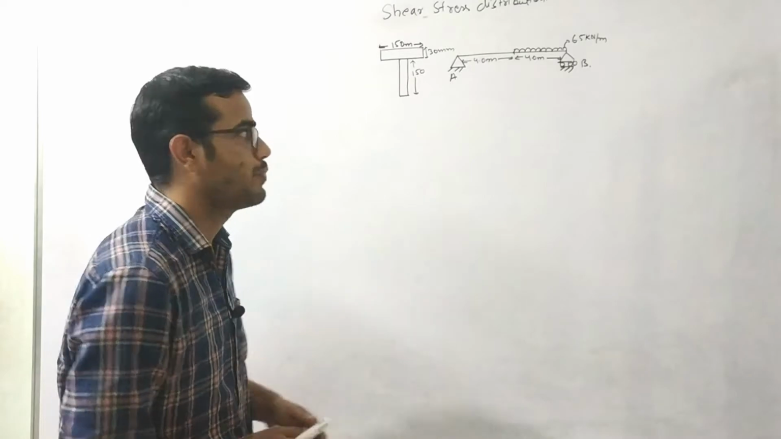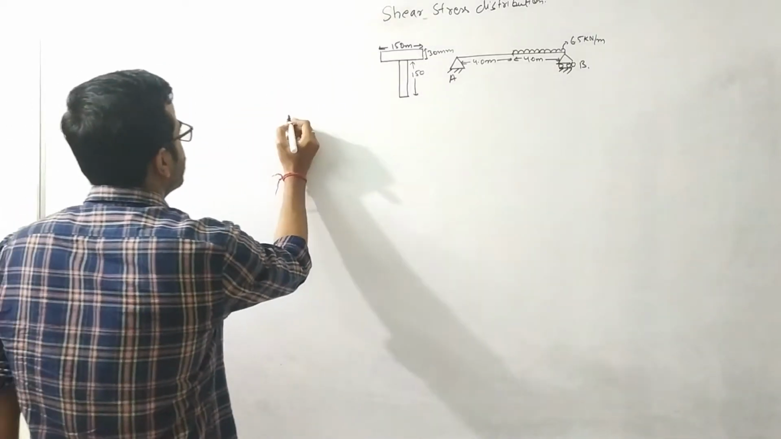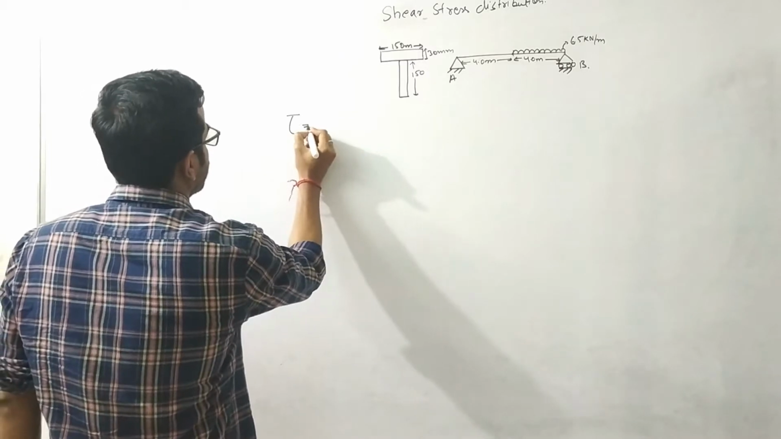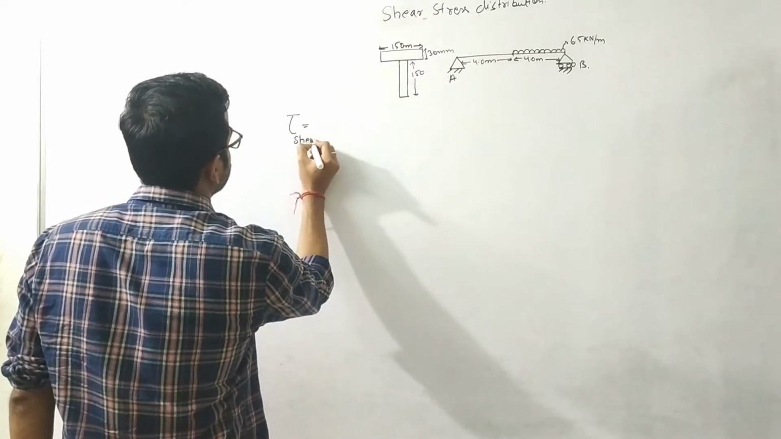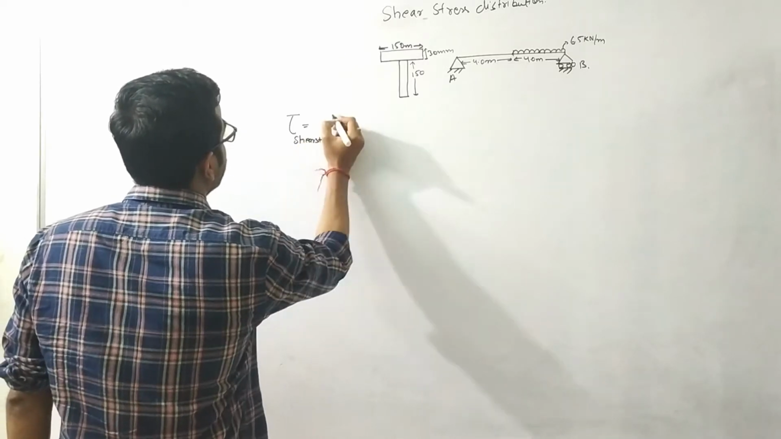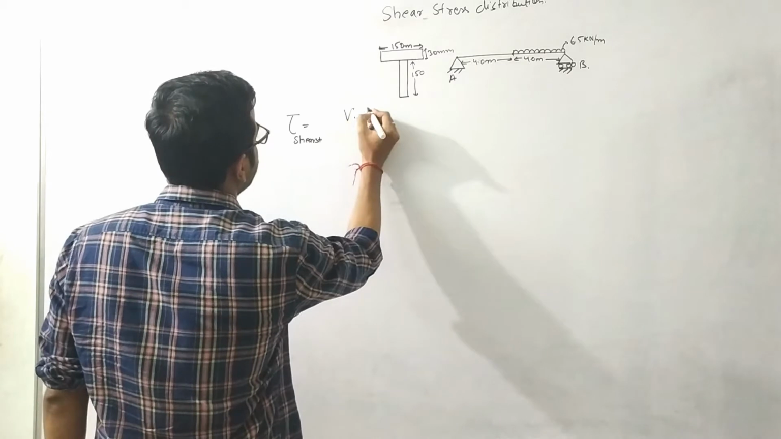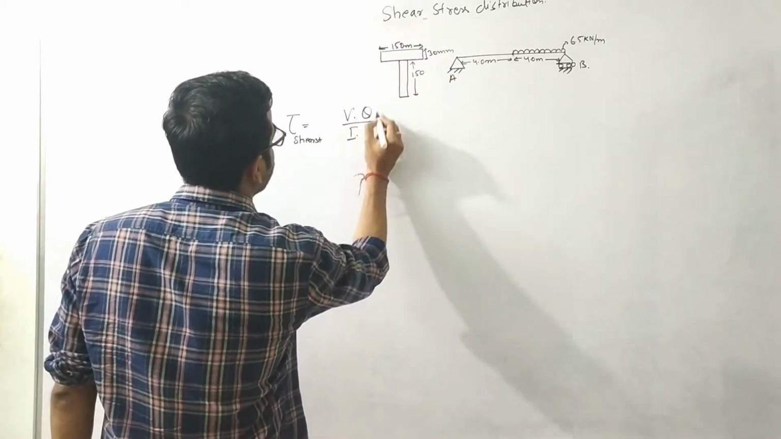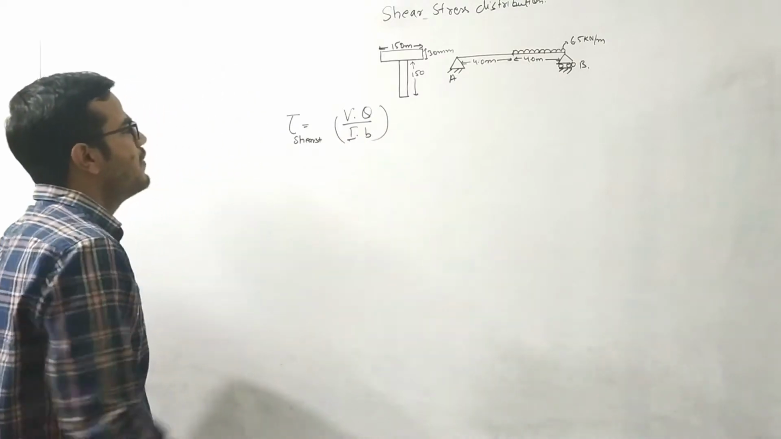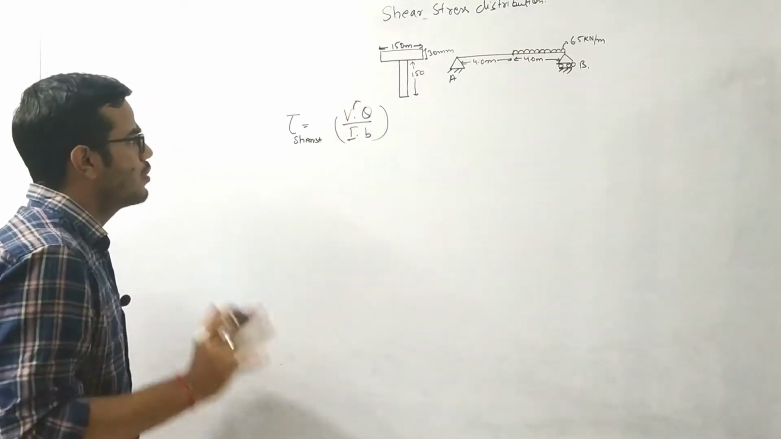in the previous lecture. The formula which we derived in the previous lecture was: shear stress tau equals shear force V into Q upon I into b, where V is the shear force at that cross section.